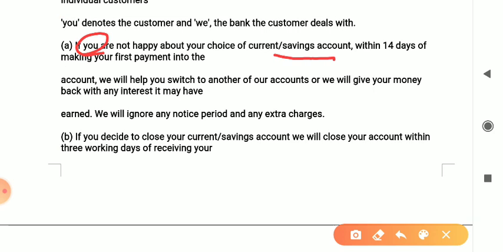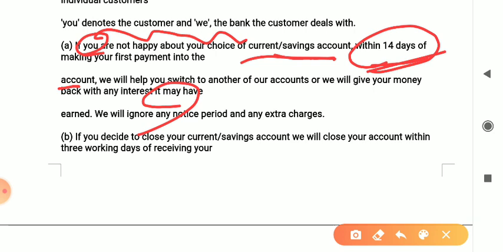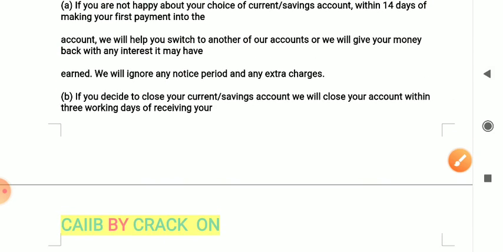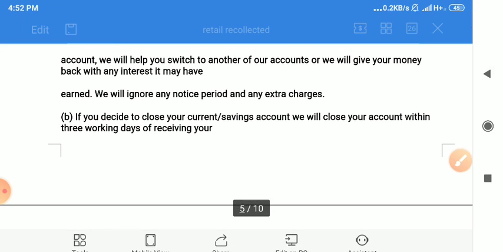days of making your first payment into the account, we will help you switch to another account, or we will give you your money back with any interest it may have earned. That means if any customer opens a savings or current account and is not happy with the type of account, then within 14 days he can switch to another account of his choice, or close it and get his money back with interest. Remember, 14 days.